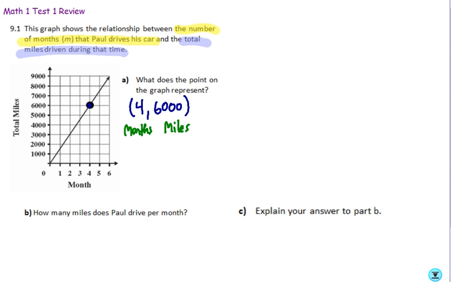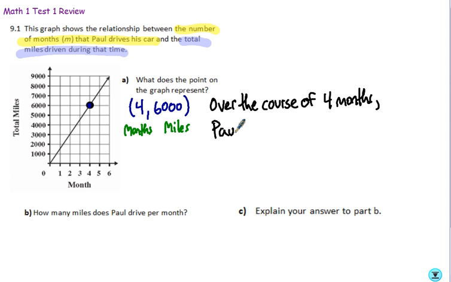during or over the course of 4 months, comma, Paul traveled 6,000 miles. So this is what we mean about this Mathlish to English, is that this is our Mathlish or our Graphlish, and then we're just basically saying, well, what does that mean, right?